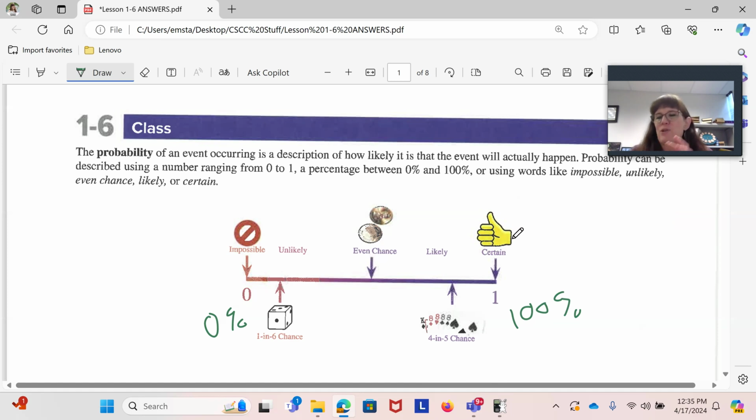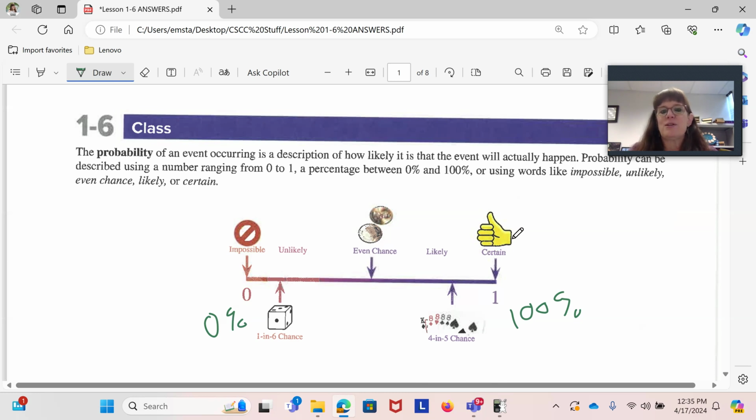So 0 means it is never going to happen. It is absolutely impossible to happen. For example, if you had a two-headed coin, your probability of flipping a tails would be 0. Unlikely means it will happen sometimes, but more often than not, it will not. So your odds of rolling any specific number on a number cube would be 1 out of 6. That's pretty unlikely, but it does happen sometimes. Even chances like flipping a coin. You have heads or tails, so you have a 50-50 chance of getting either one of those, or a 1/2 probability. Likely means it's more often going to occur than not.